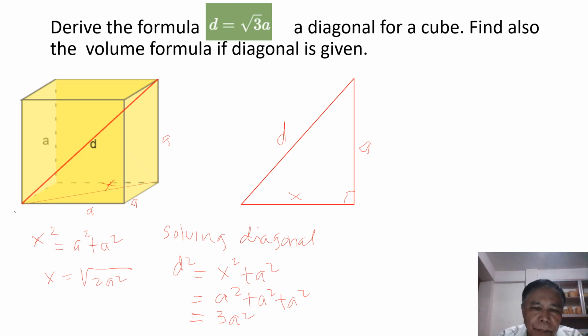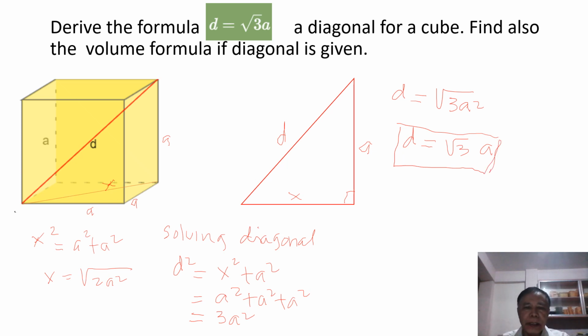So you have D equals the square root of 3a squared, or the diagonal D equals the square root of 3 times a. So this one is similar to the formula D equals square root of 3 a. This is the formula in solving the diagonal of a cube: D equals square root of 3 times your side a.